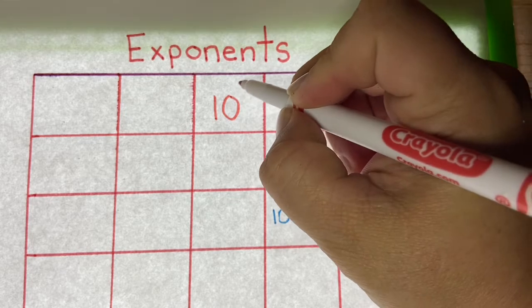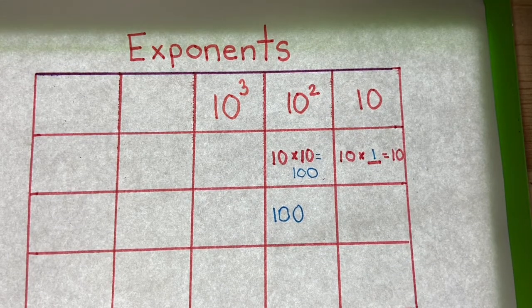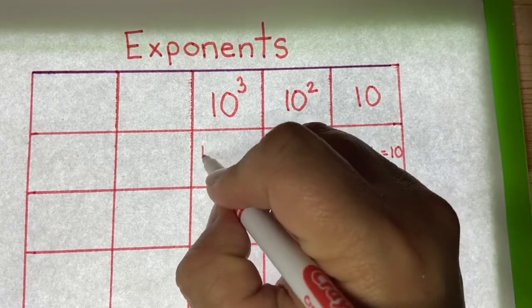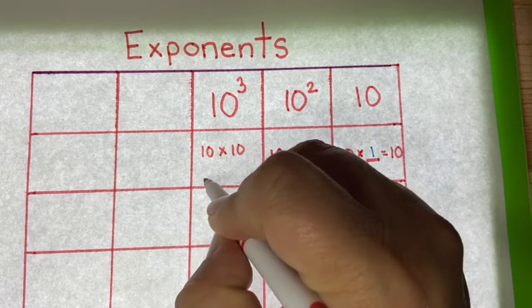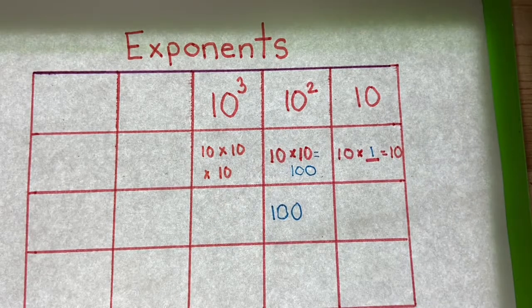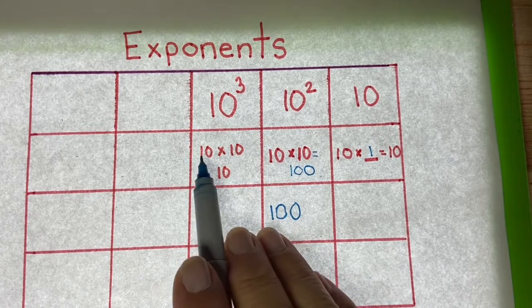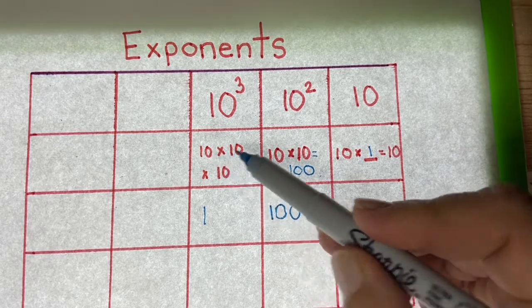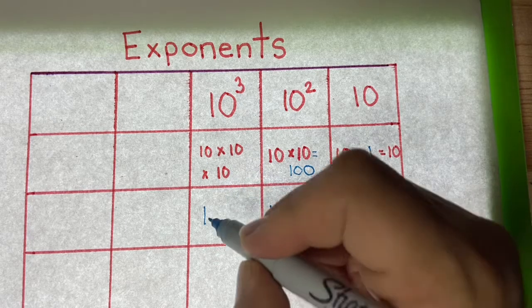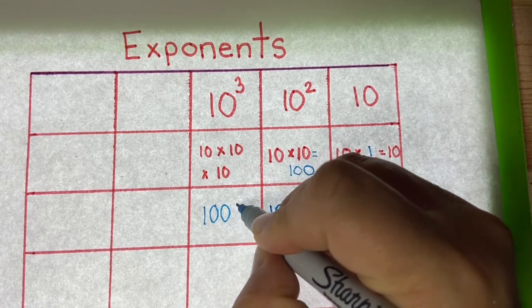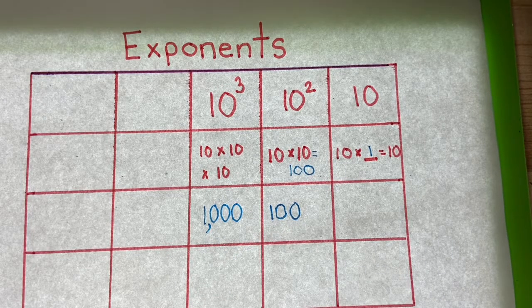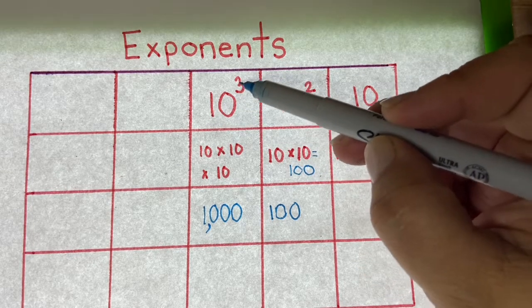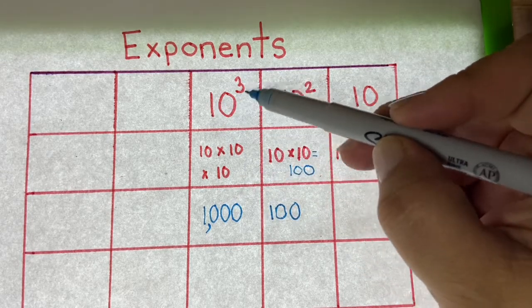10 to the 3rd power. I need 3 tens, right? 10 times 10 times 10. So I have 1 times 1 times 1 is 1, and I have 1, 2, 3 zeros. It's not 10 an additional 3 zeros, it's I have 3 zeros. 1, 2, 3.